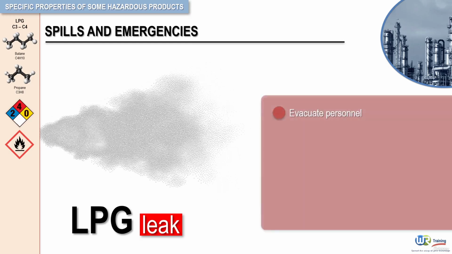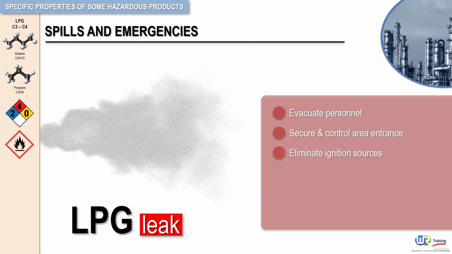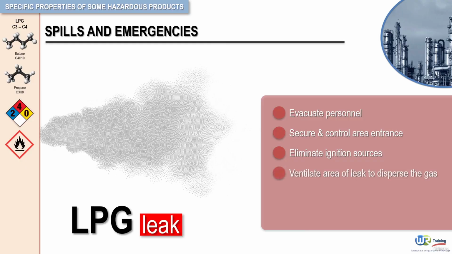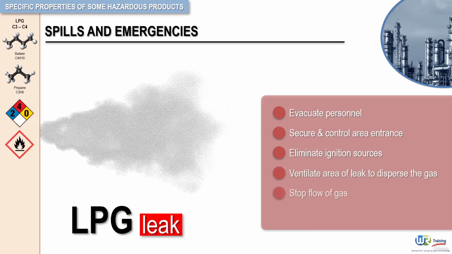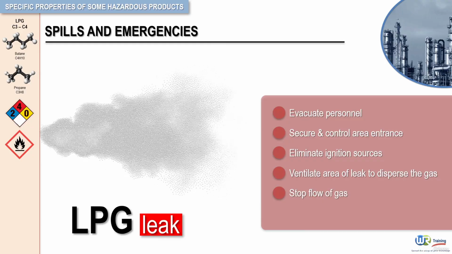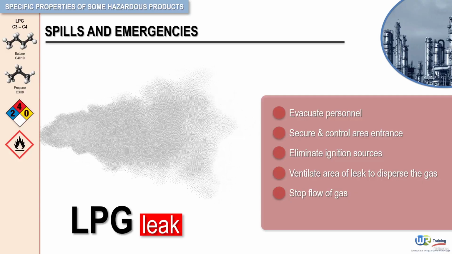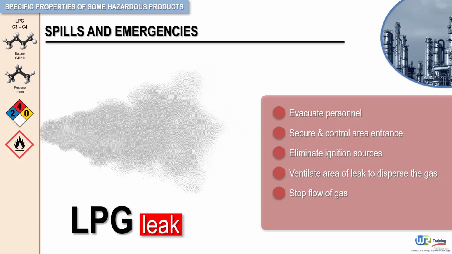First, evacuate personnel. Secure and control entrance to the area. Eliminate ignition sources. Ventilate area of leak to disperse the gas. Stop the flow of gas. If source of leak is a cylinder and the leak cannot be stopped in place, remove the leaking cylinder to a safe place in the open air and repair leak or allow cylinder to empty.